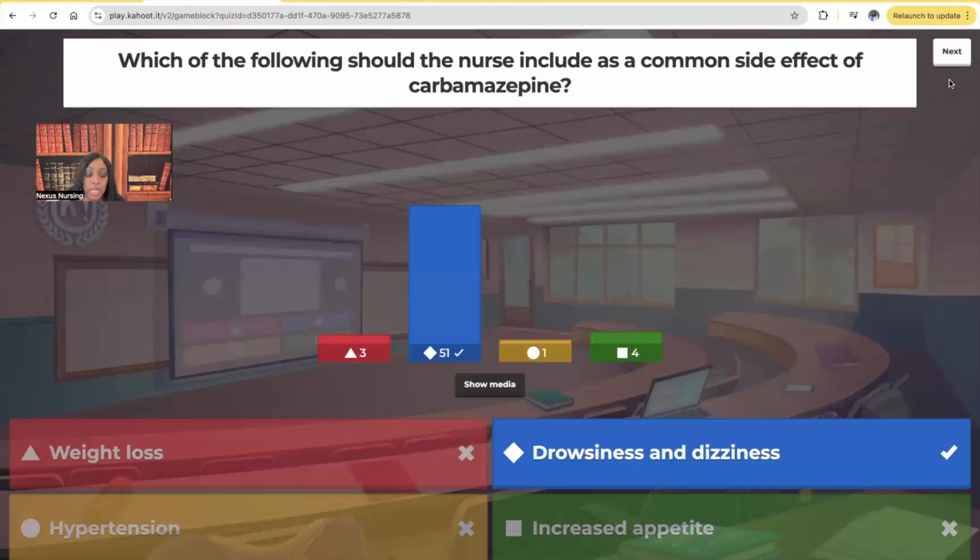So yes, drowsiness, dizziness, guys, also sedation, other adverse effects, ataxia, aplastic anemia, congestive heart failure. Those are adverse effects of carbamazepine that you need to be aware of. Make sure you guys know this drug, make sure you know lithium, and make sure you know the side effects and the adverse effects. All right, let's keep going.